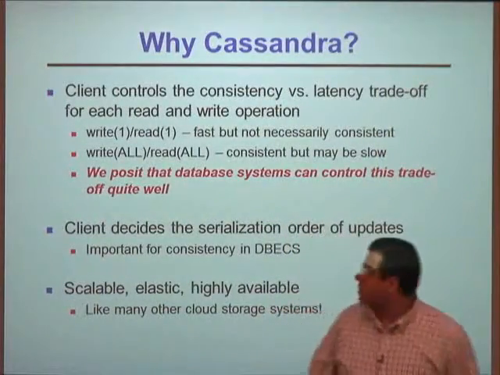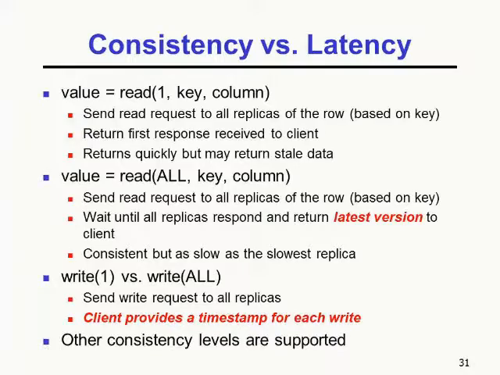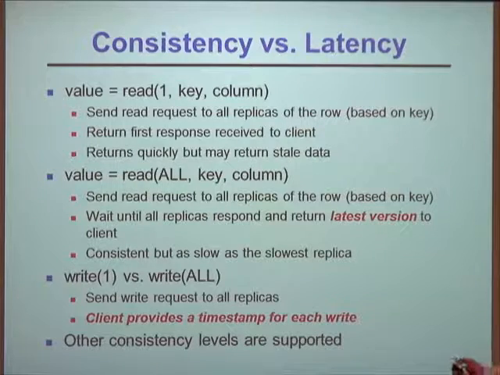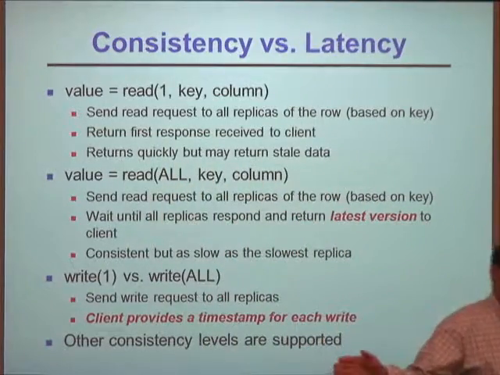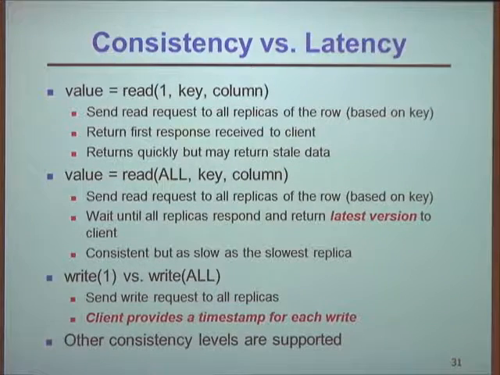So let's talk a little bit more about this consistency versus latency trade-off. So in Cassandra, when you specify a read, you specify a consistency level. So the basic operation is to read the value of a specific column in a row with a specific key. So you give the column name, you give the key, and then you specify consistency level. You can say read one, which means that Cassandra will send the read request to all replicas of this row, and it finds the replicas by hashing on the key. And it returns a value to the client as soon as one replica responds. So it's fast, but may return stale data.